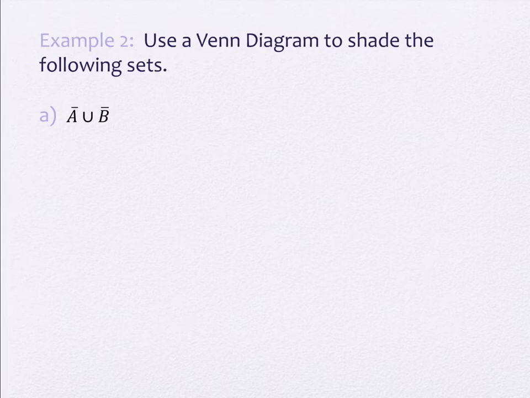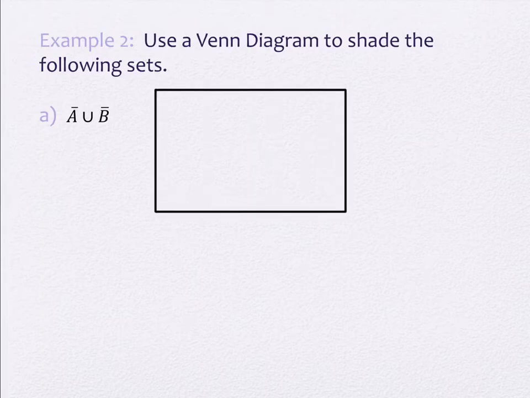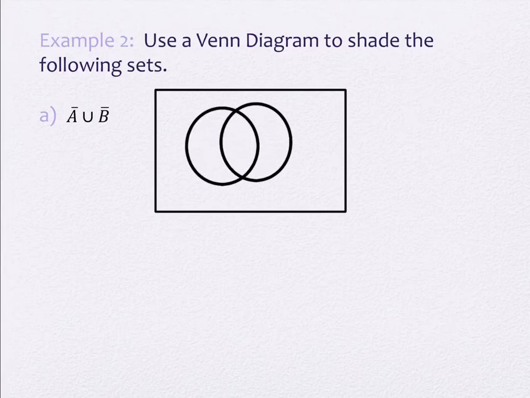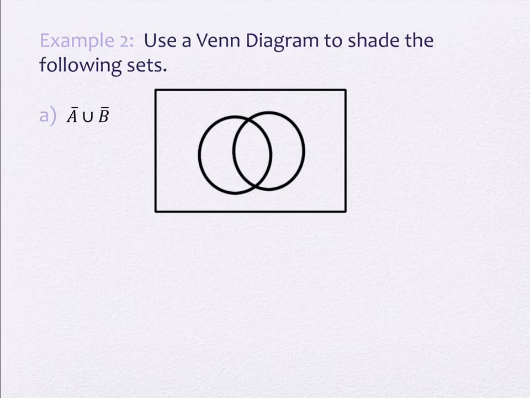So we're going to use a Venn diagram, and we've got two sets listed, A and B. So we're going to draw a rectangle with two circles inside. Okay? So that's our setup. That's nothing unique. Sometimes we'll have two circles, and sometimes we'll have three. We'll get to the three one later. So we have two circles.